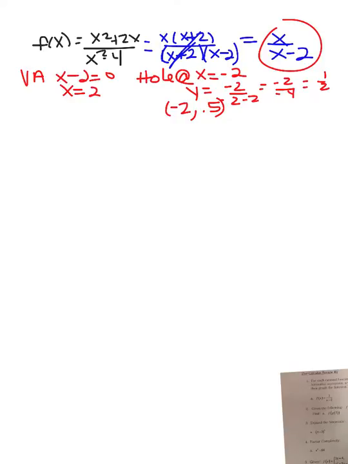Okay, so now I need my horizontal asymptote. So I have x squared over x squared, right? So they both have 1. When the degree in the numerator is equal to the degree in the denominator, they cancel out, so I'm only left with the coefficients. So that's y is equal to 1.